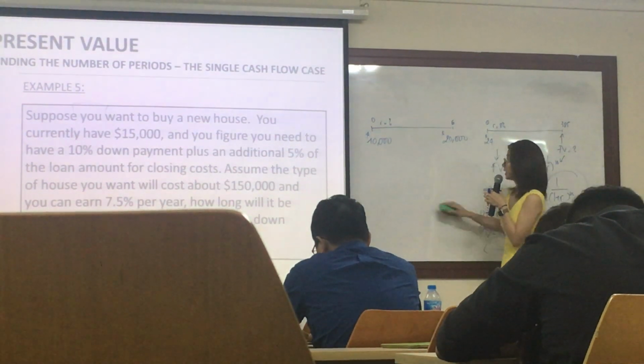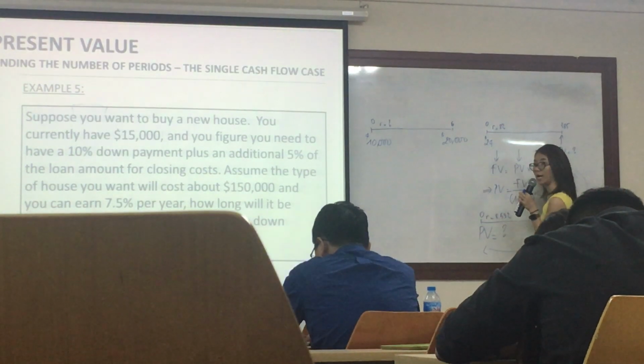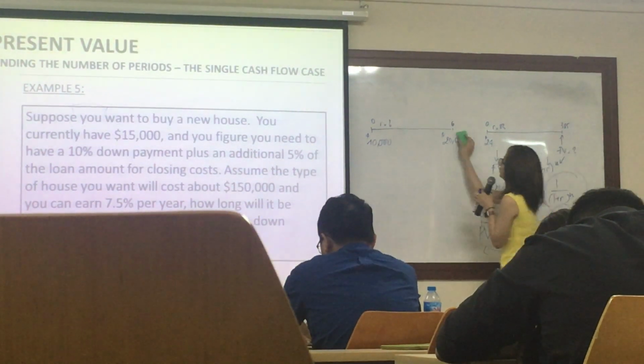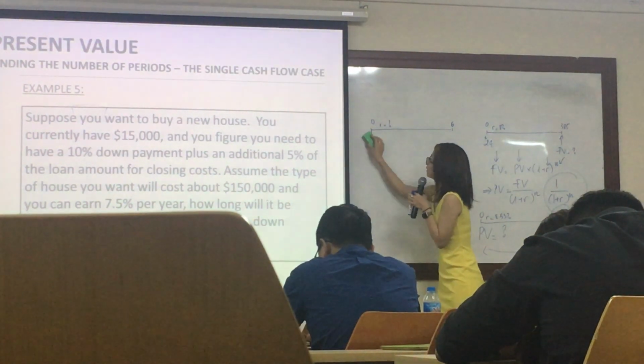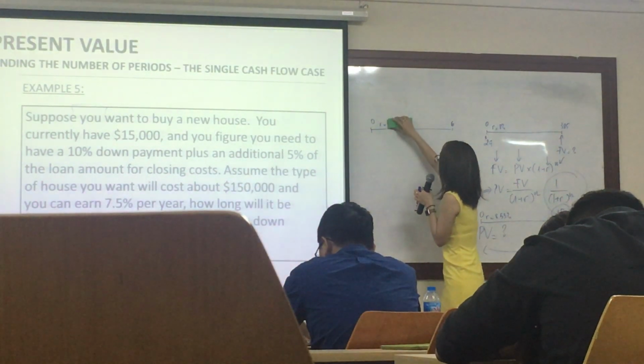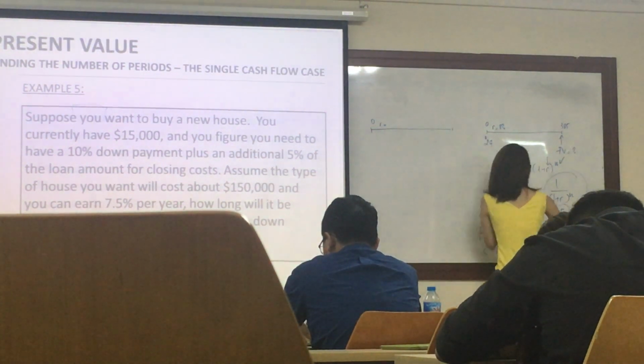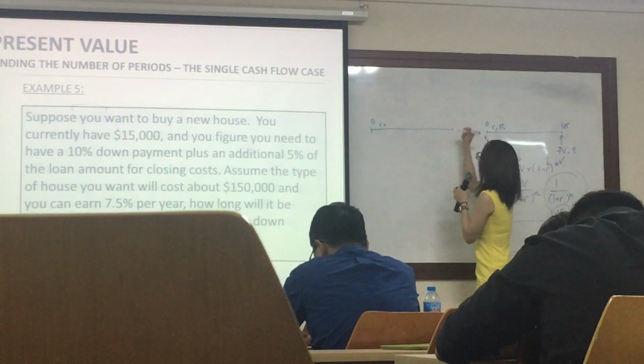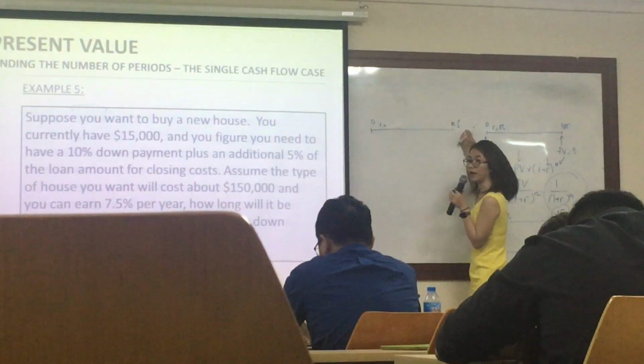the closing cost. So what do they want to know? They want to know about value and rate. So first you want to determine the other three. N is missing now. N is the one that you have to find.